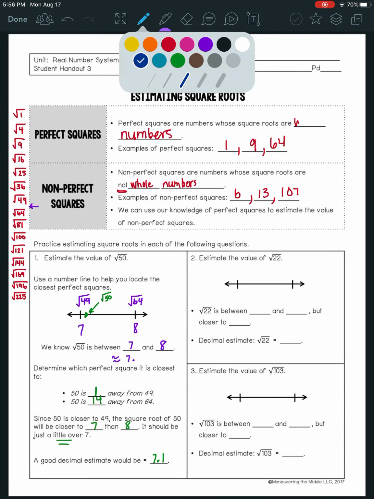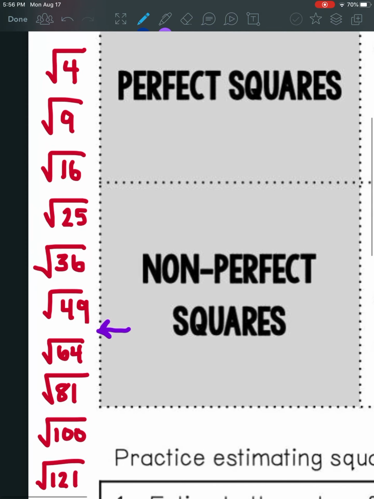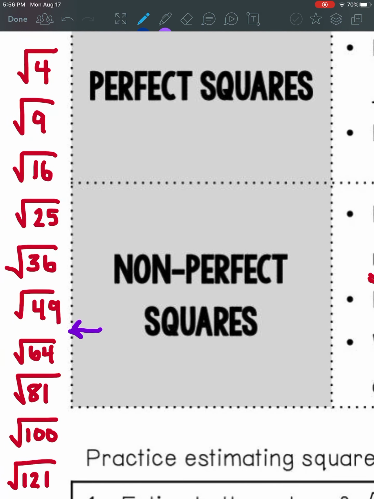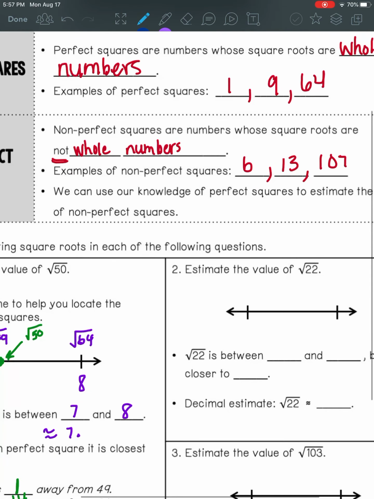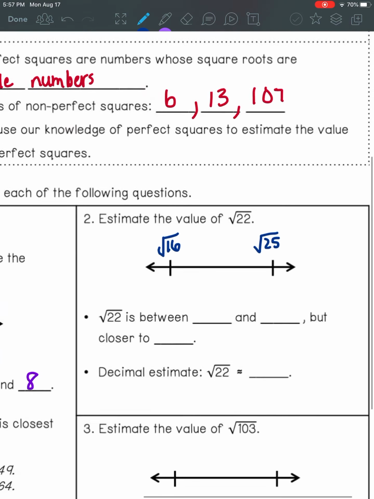So you can follow along with what I'm doing. Square root of 22. So where would the square root of 22 fall in between? Well, it'd be right in here, somewhere between the square root of 16 and the square root of 25. So again, I'm going to put that on my number line. This is the square root of 16. This is the square root of 25.